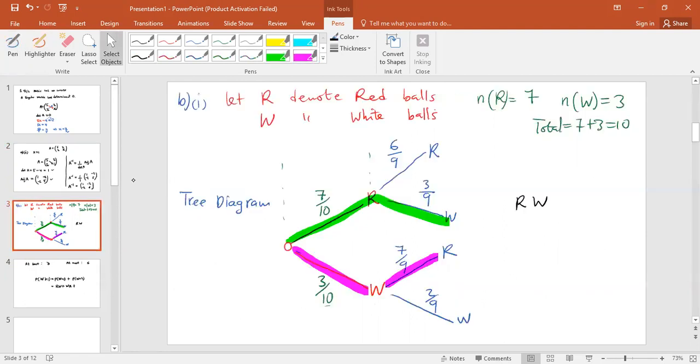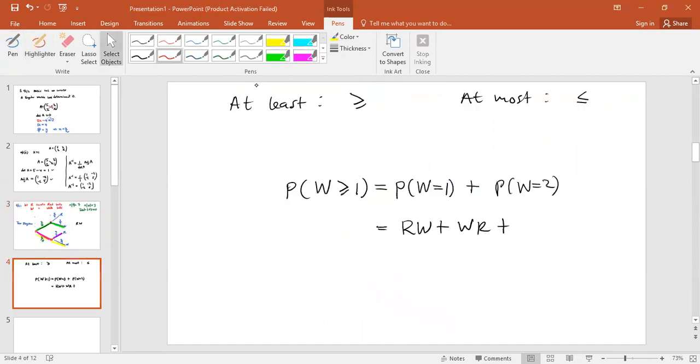let's use a different color, yellow. So we can have white and white. This is where both are white. Then we will replace. So red, we said the probability is 7/10. Then white, that's the one that's coming is 3/9.